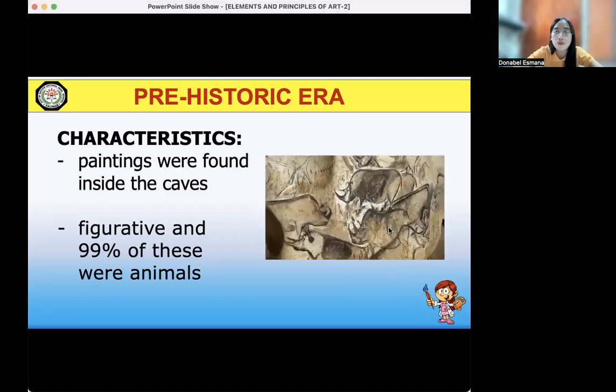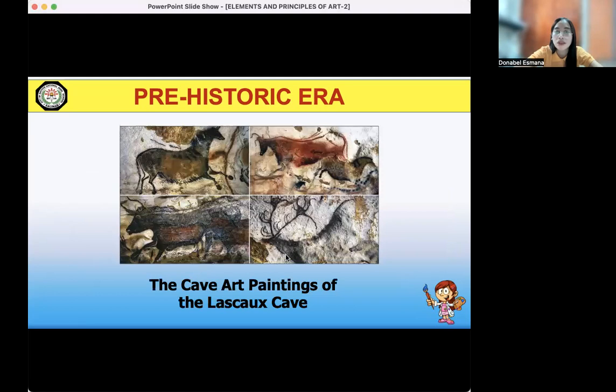And one best example is the cave art paintings of the Lascaux Cave. So as you can see, class, in this painting, we can see different animals such as horse, bulls, and many more. Again, ang sabi ko kanina, 99% po ng paintings nila, ng arts nila ay animals ang subject. Alright?